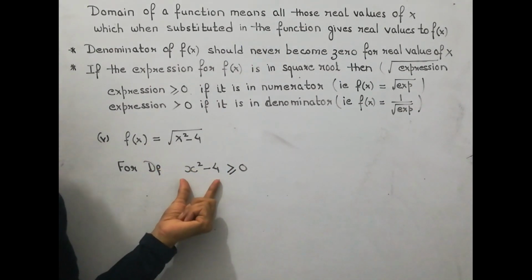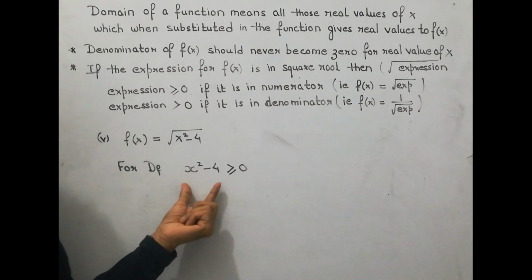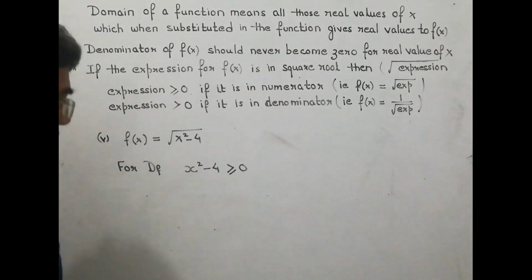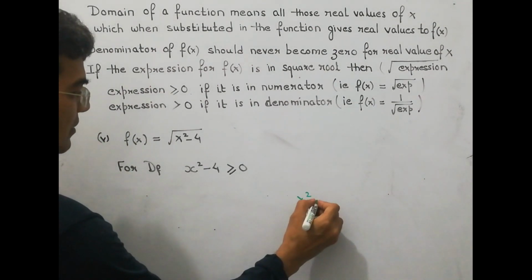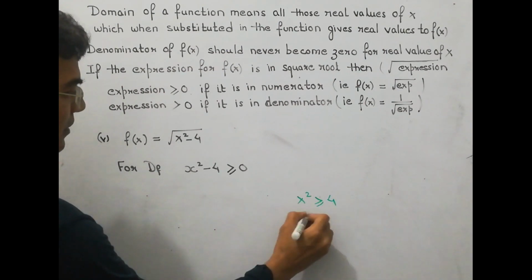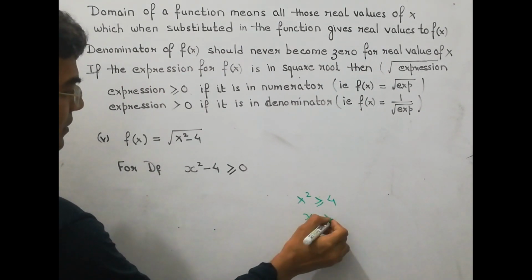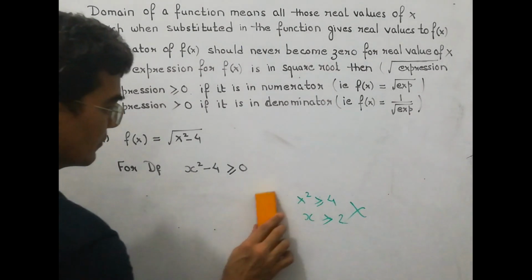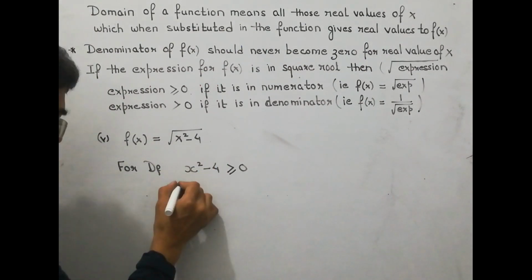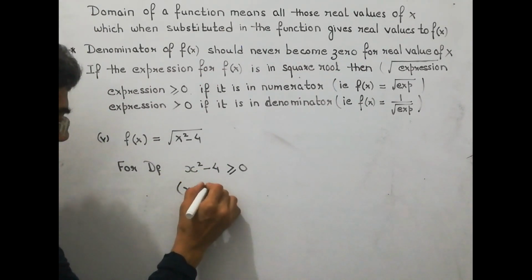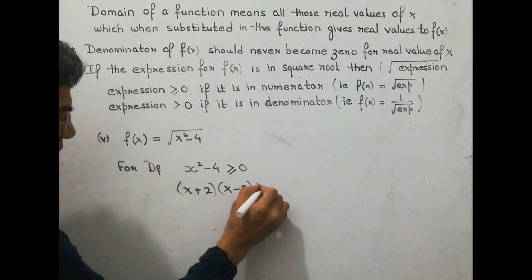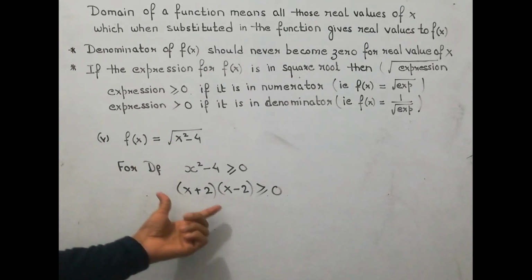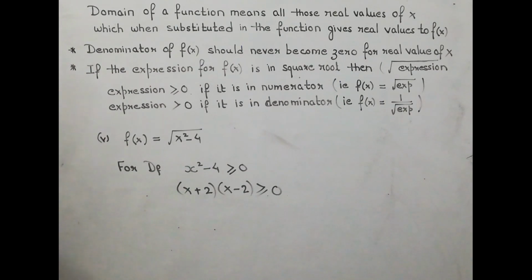Now remember, if the expression is quadratic, you always factorize it. Don't do it like this. We will write it like this: (x plus 2)(x minus 2) greater than or equal to 0. Now again, you have got two factors, so you are going to use the number line, right?